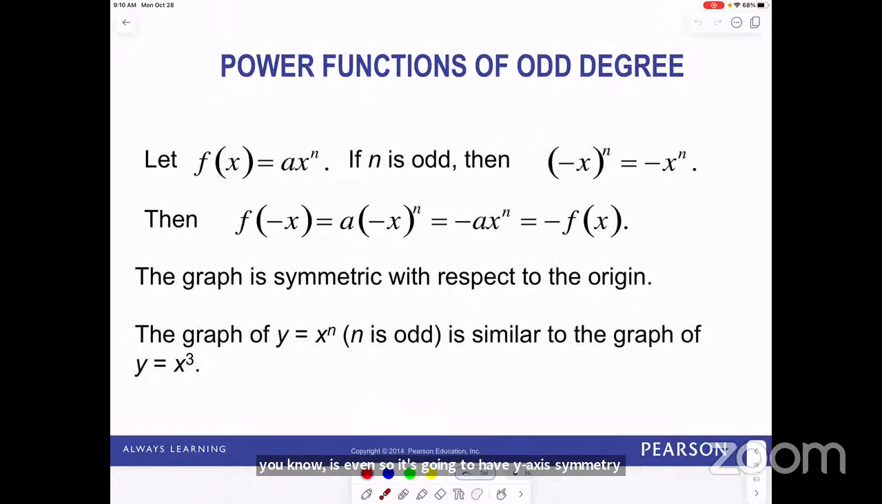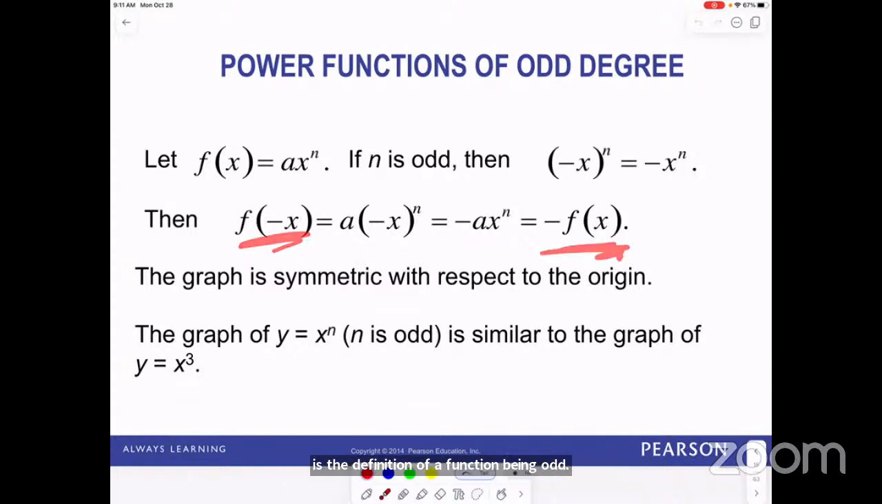So then if we consider a power function of odd degree, right? Now we want to show that when n is odd, when we evaluate negative x to the power of n, we finish with negative x to the n, right? So if we evaluate f of negative x in this sense, then we're going to have a times negative x to the n. Because n is odd, we can rewrite this as this, which is the same as negative times the original. And so this, in conjunction with this, is the definition of a function being odd.